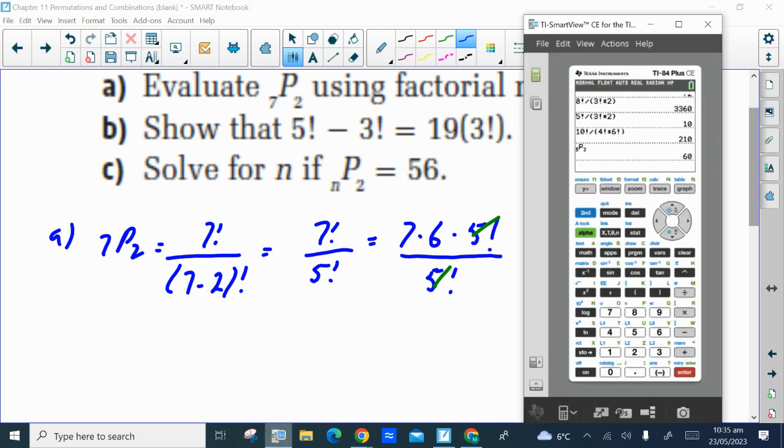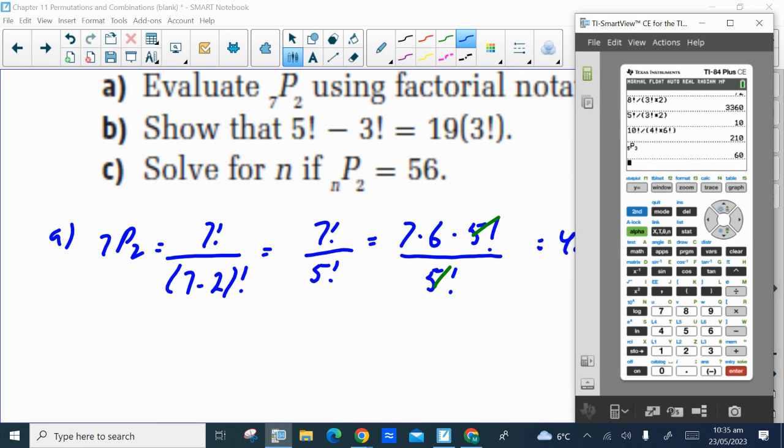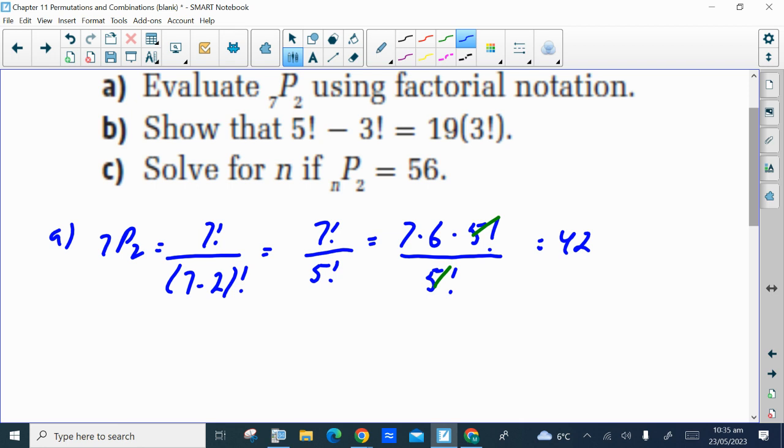And that could be checked on the calculator. If we went 7P2, we get that same answer, 42. So it checks. Question B, we saw one like this last week. Show that 5 factorial minus 3 factorial is equal to 19 times 3 factorial.